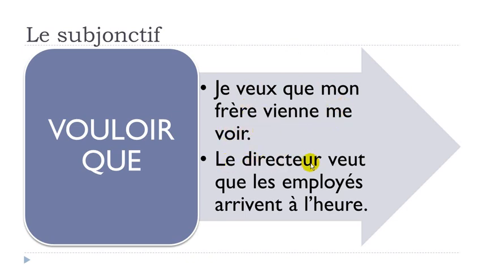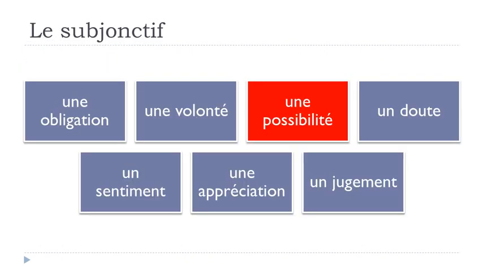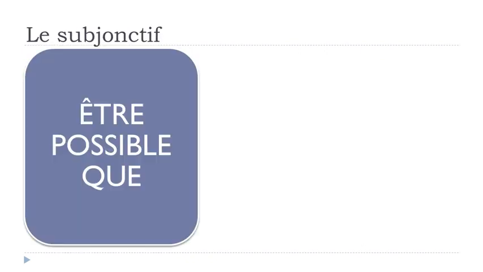And then, le directeur veut que les employés arrivent à l'heure. So, le directeur, the director, veut que les employés, the employees, arrivent, to arrive, à l'heure, on time, okay? And in that case, arriver, to arrive, here, it's the subjunctive form, okay? So, une possibilité, possibility. So, let's see what we've got.